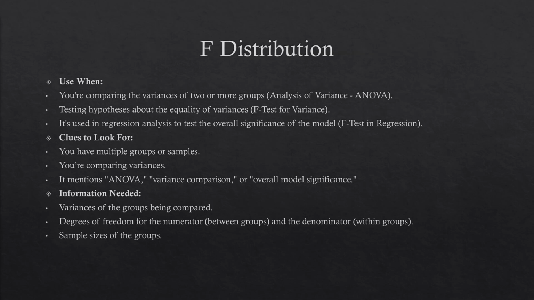And now finally we have the F distribution. The F distribution is when you're comparing the variances of two or more groups, and you're testing hypotheses about the equality of variances. And it's used in regression analysis to test the overall significance of the model. So some clues to look for are you have multiple groups or samples, you're comparing variances instead of your t distribution where you're comparing means, and then finally it mentions ANOVA, variance comparison, or overall model significance. And then finally your information needed is variances of the groups being compared, degrees of freedom for the numerator, between groups, and the denominator, which is going to be your within the groups, and then sample sizes of the groups.